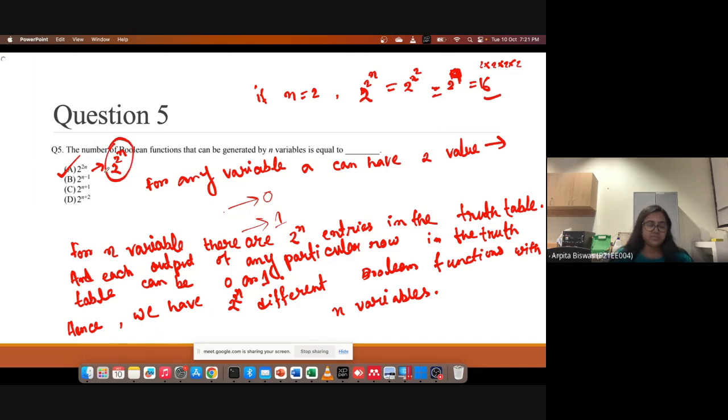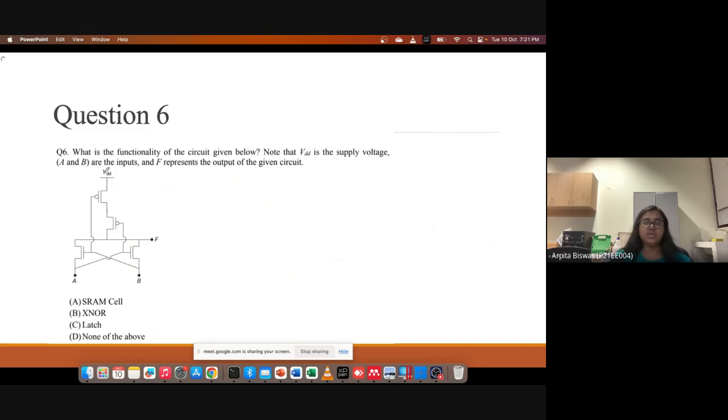Okay. So next, moving on to question number 6. What is the functionality of the circuit given below? Note that VDD is the supply voltage, A and B are the inputs, and F represents the output of the given circuit. So carefully see the circuit and try to find out the right answer. The first option is the SRAM cell. The second option is the XNOR. The third option is the latch, and the fourth option is none of the above. So take your time. There is no hurry, but at least try.